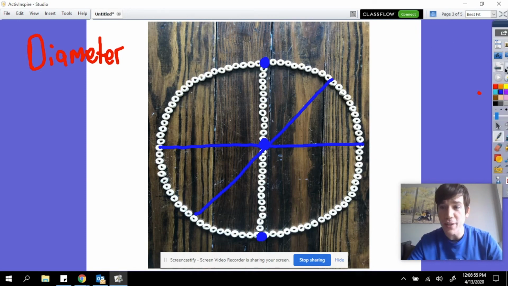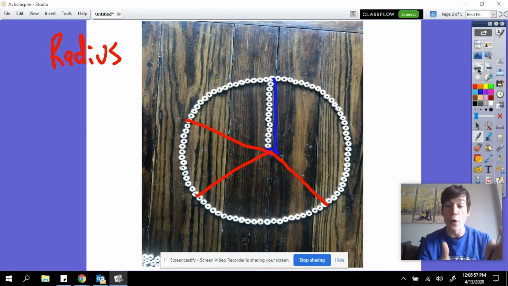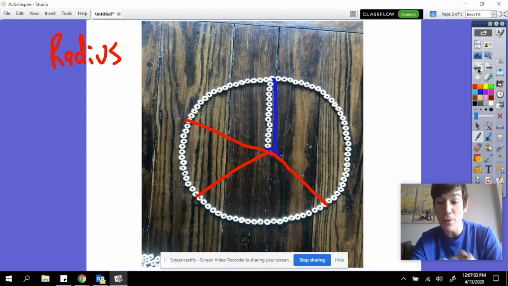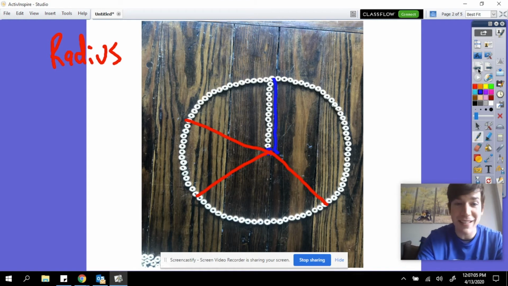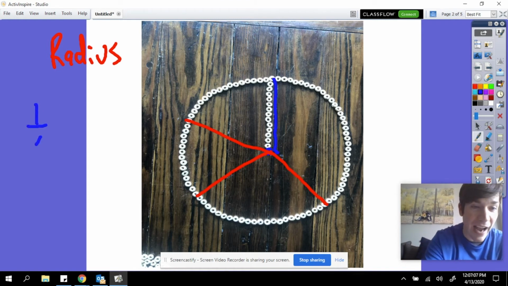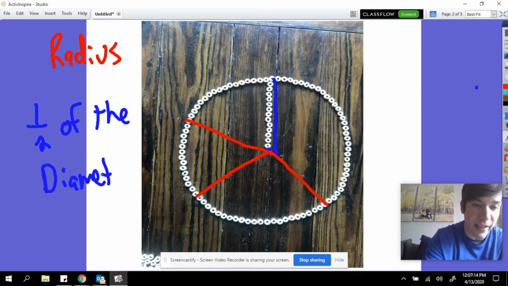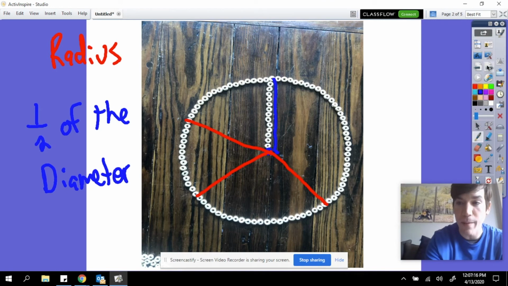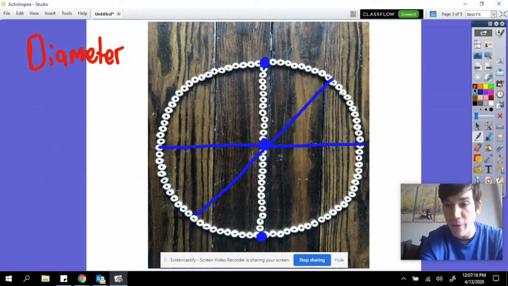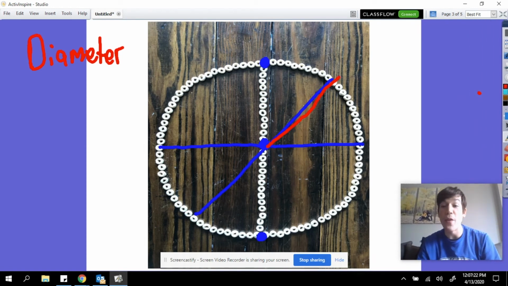Now, just quickly to think about a relationship between the diameter and the radius, you may notice that the radius is similar to the diameter, but the radius is exactly half of the diameter. So basically, if we cut our diameter in half, which would be, for instance, this, then that would be considered a radius of the circle.